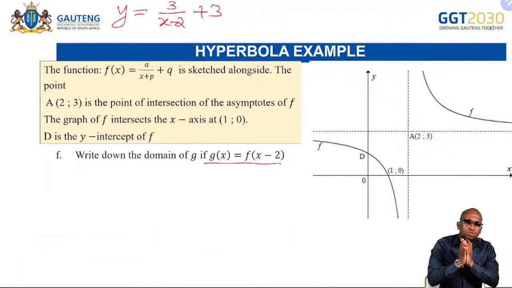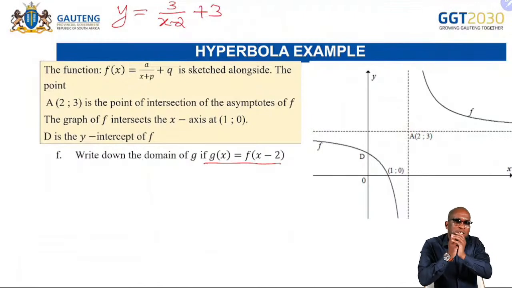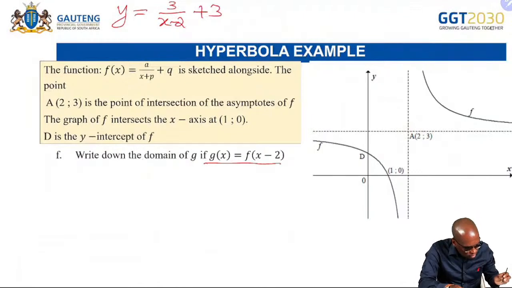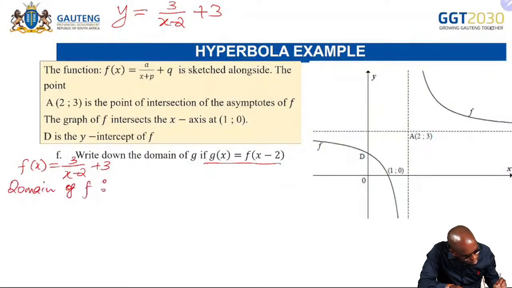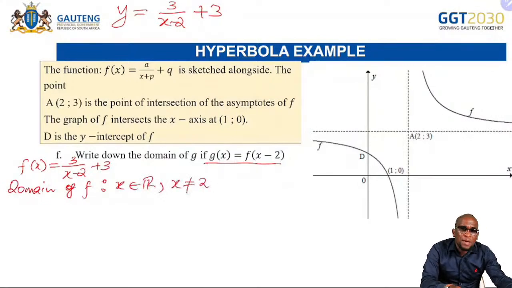The first method: I'll go to the original function, find the domain of f, and then check how f was transformed, then apply that transformation to ultimately get the domain of g. Now, let's look at f. f of x equals 3 over x minus 2 plus 3. What is the domain of f? It's all real numbers. This graph is defined for all real numbers except for the asymptote 2. That is the domain of f.